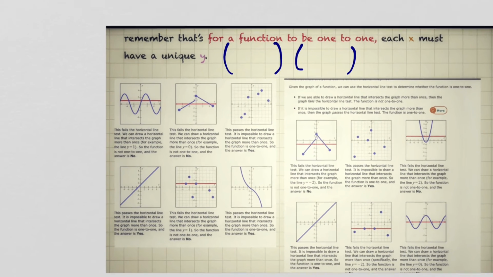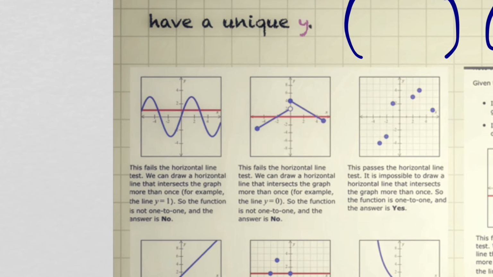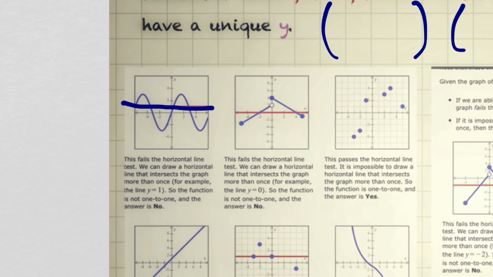Okay, so with the horizontal test, we draw a line right through there. It fails the horizontal line test because we draw a line through a point there, and it goes through it more than once. Now this would pass the horizontal line test, but not the vertical. Okay, the same thing here. This fails the horizontal line test because it touches these functions more than once.